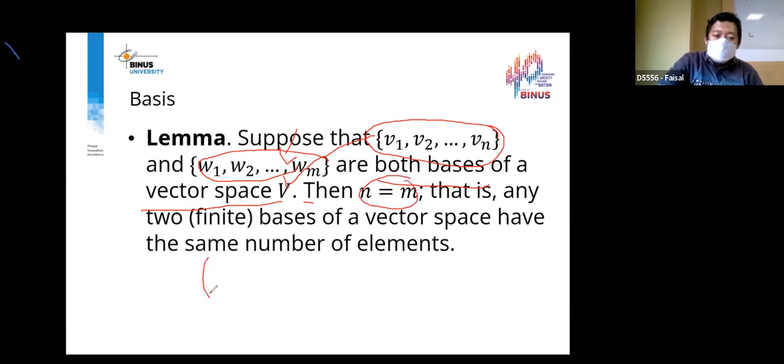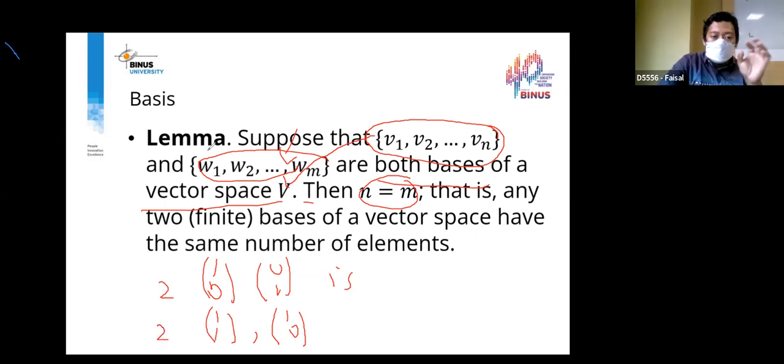For example, in R2, (1,0) and (0,1) is a basis. How many vectors in this basis? Two vectors. And we also have another basis, for example, (1,1) and (1,0). This is also a basis for the vectors. How many vectors in this basis? Two vectors. This is the lemma.